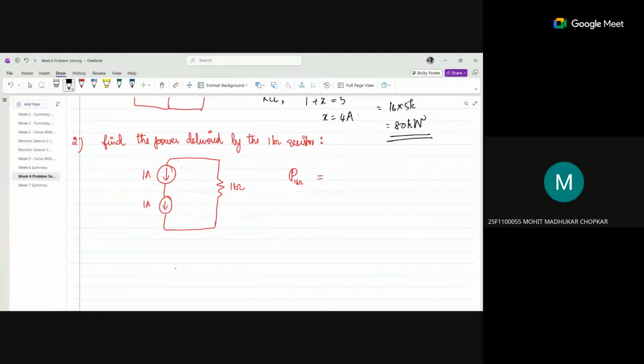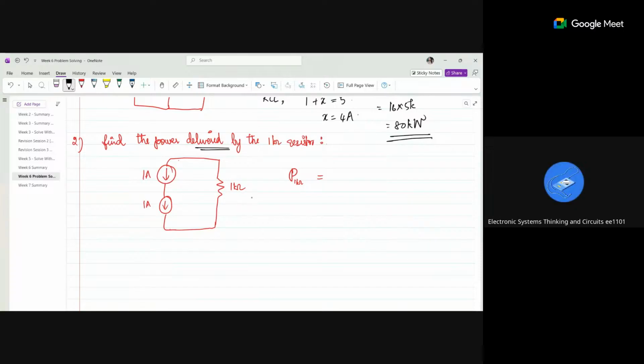1 ampere. Find the power delivered by the resistor. Minus. See, it is delivered, no? Please tell me the sign and the value. Yes, minus 1 kilowatt.